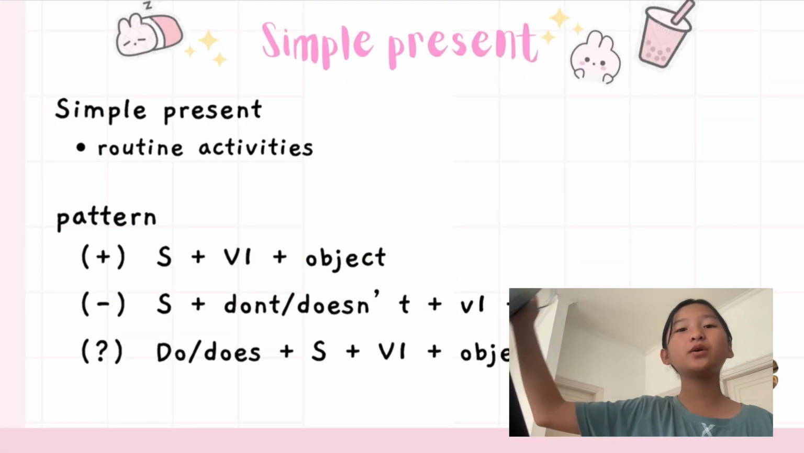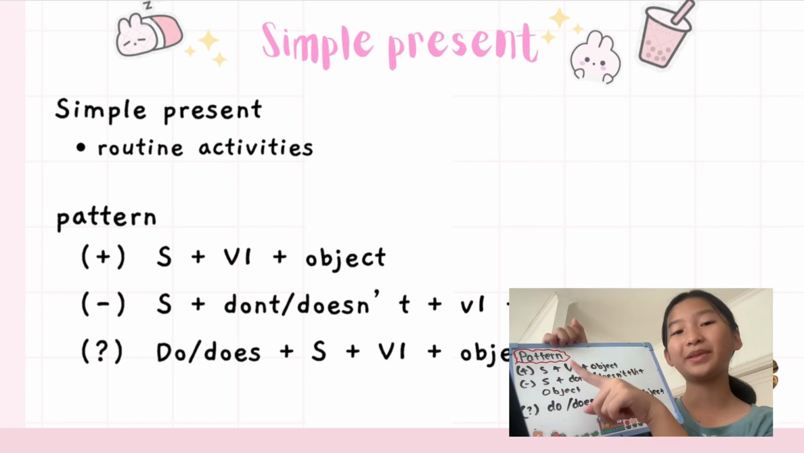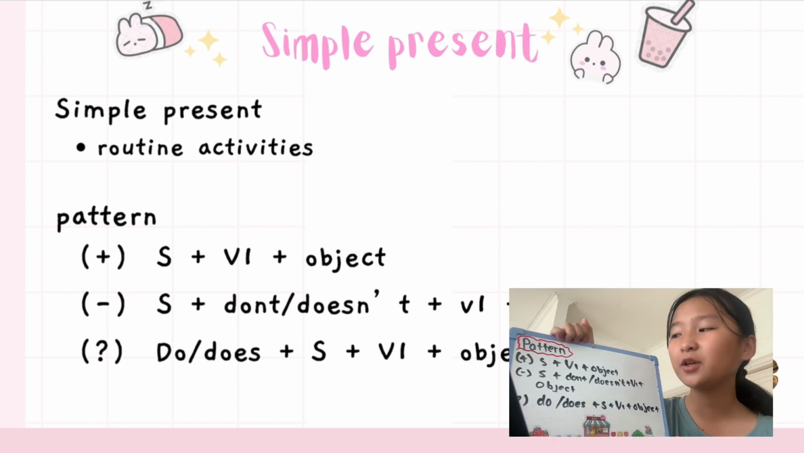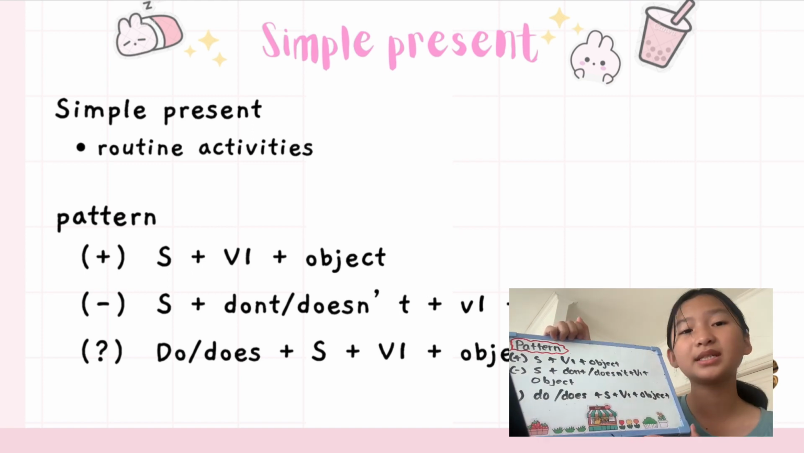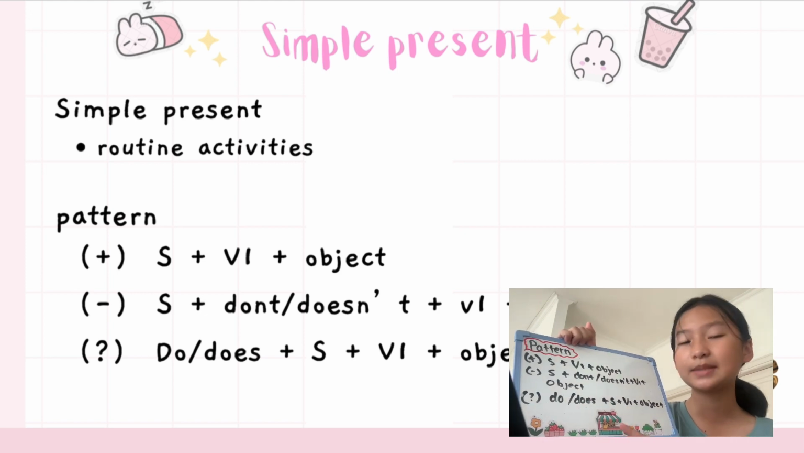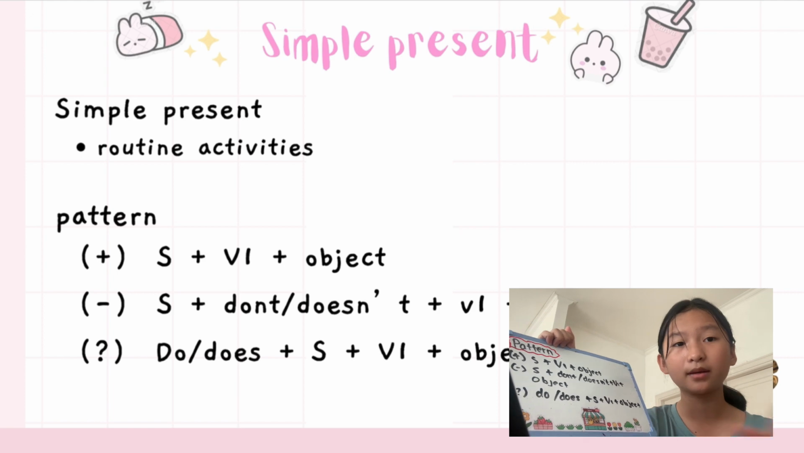Now we need to know the pattern. If it's positive, we need to use subject plus verb 1 plus object. If it's negative, we need to use subject plus don't or doesn't plus verb 1 plus object. If it's a question, we need to use do or does plus subject plus verb 1 plus object.